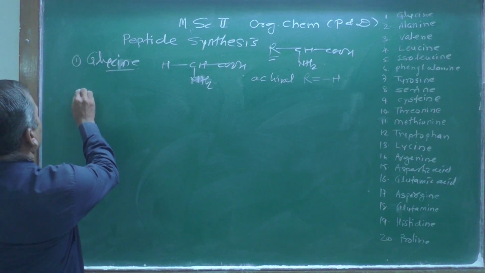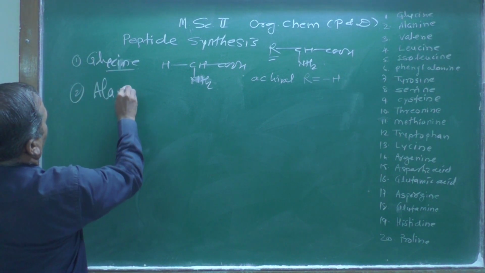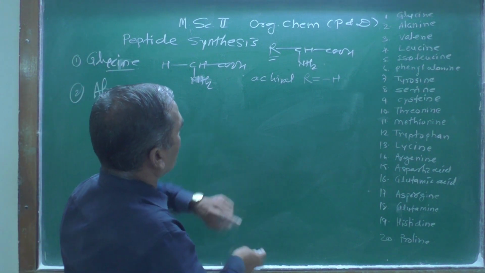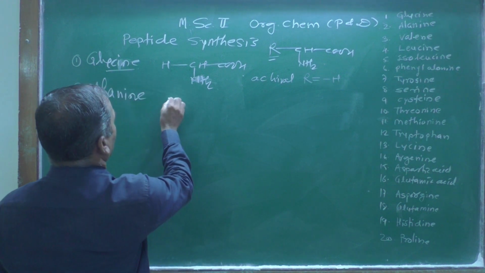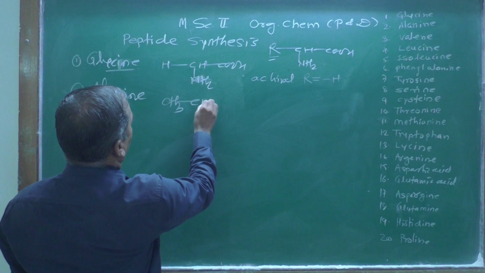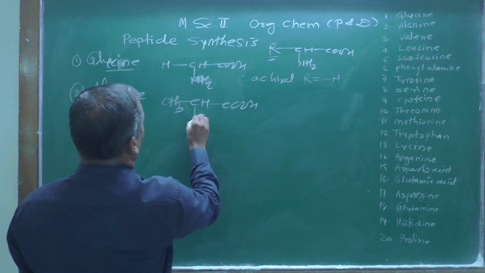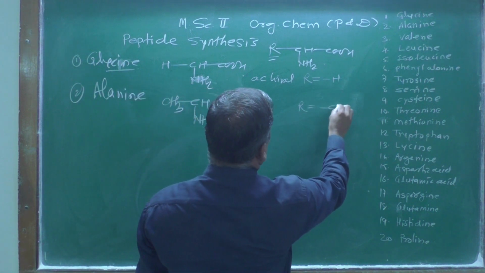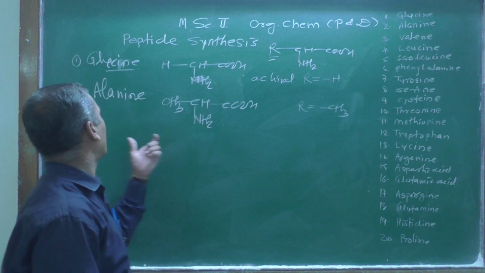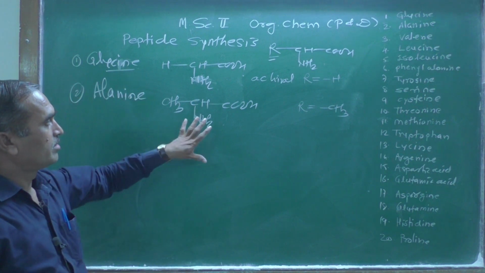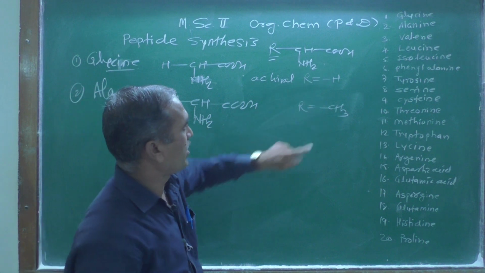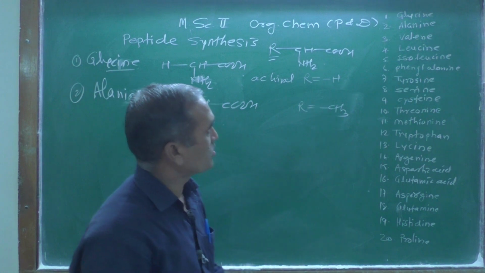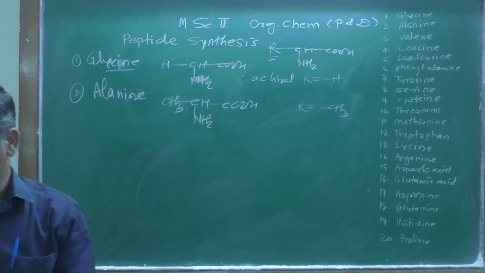Now the second one is alanine. What will be the structure of alanine? If you take R equal to a CH3 group, you will get the structure CH3, then CH, COOH, and NH2, where R is a methyl group. So that is the structure of alanine. If R is equal to H, that is called glycine. If R is equal to a methyl group, that is called alanine.